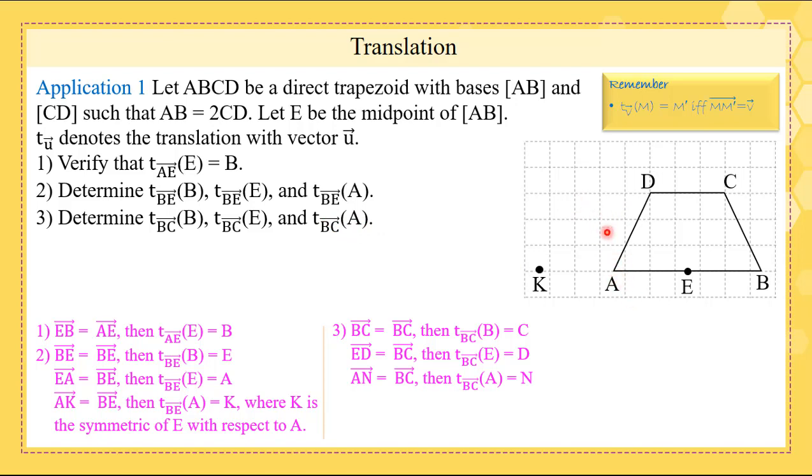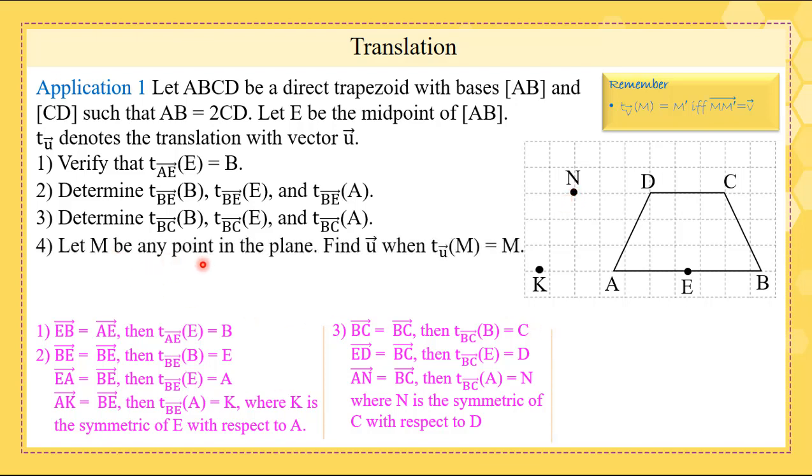Also here we have to find a vector starting from A in such a way this vector is equal to BC vector. So I need to put a point N here in such a way N is symmetric of C with respect to D. In this case, AN vector is equal to ED vector, and ED vector is equal to BC vector. So AN vector is equal to BC vector. Then the translation of the point A by BC vector must be the point N.